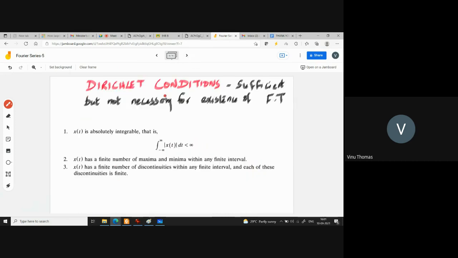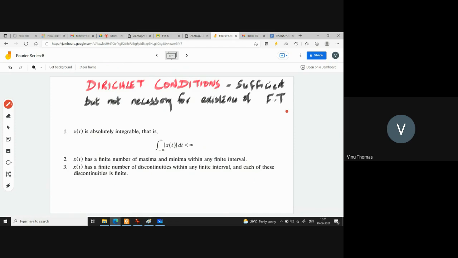We will look at now the Dirichlet conditions, which are sufficient but not necessary conditions for existence of Fourier transforms. Just like we have the Dirichlet conditions for the Fourier series, now you have the Dirichlet conditions for the Fourier transforms. So Dirichlet conditions are, as before, sufficient but not necessary for the existence of Fourier transforms. If you have a signal that satisfies a Dirichlet condition, definitely it means that a Fourier transform will exist.